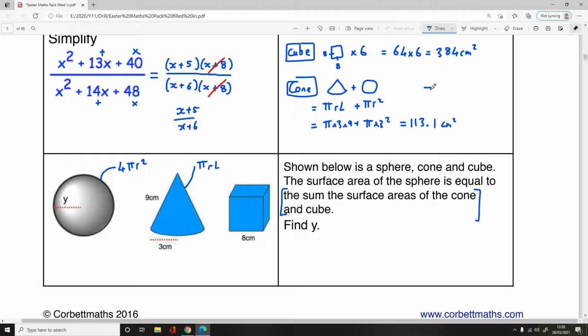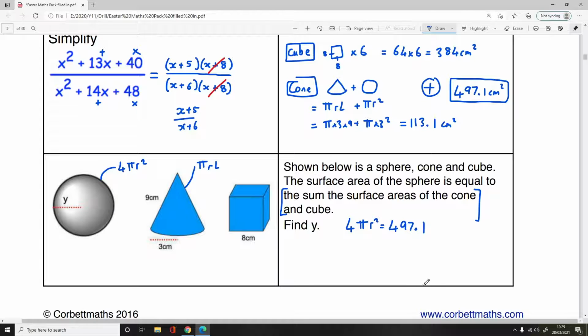Now we need to add those together because we want the sum of them. So our number here is 497.1 centimeters squared in total. Okay, I want to find y now. So I've already said that the surface area of a sphere is 4 pi r squared. So we would say 4 pi r squared equals 497.1.